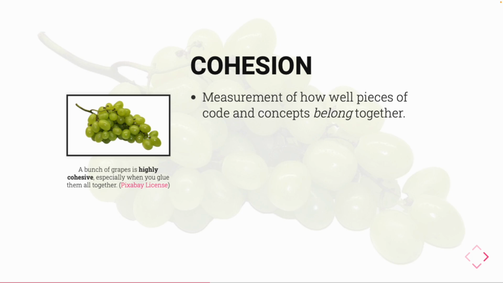Cohesion is how well pieces of code and the concepts that they implement belong together. Basically, similar things should be close together. Recall the single responsibility principle. Each thing should do one thing and do it well. All those things that do one thing and do it well should be grouped together if they do similar things.